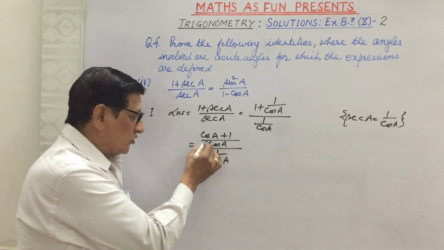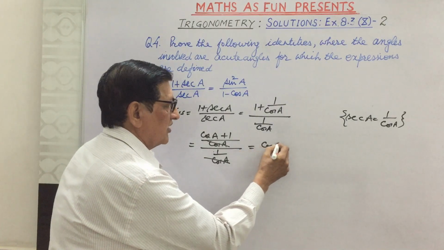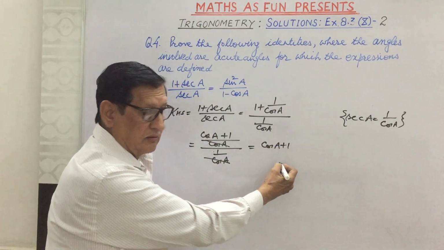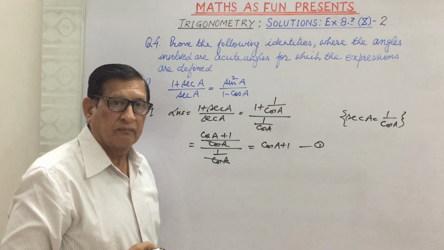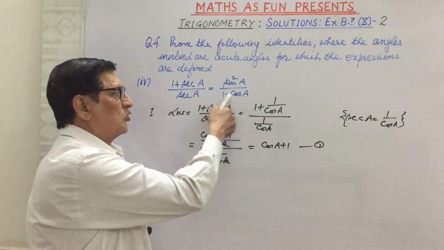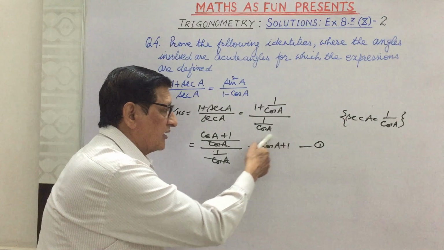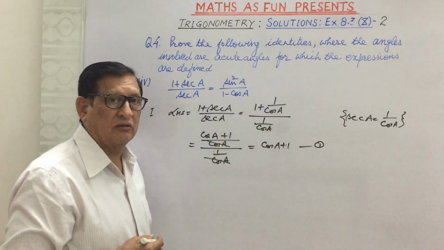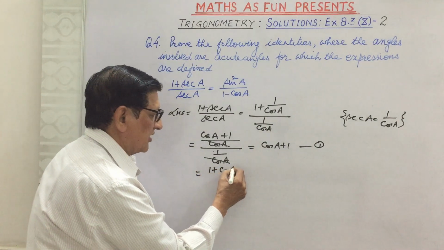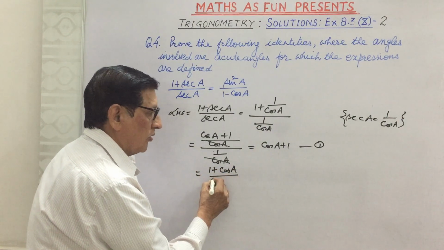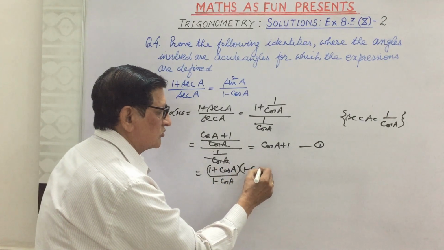We can see that cos A and cos A cancel. So we are left with here cos A plus 1. Suppose we write this as 1 plus cos A. Since we want 1 minus cos A in the denominator, if we multiply and divide it by 1 minus cos A, we will get here 1 plus cos A upon 1 minus cos A into 1 minus cos A.